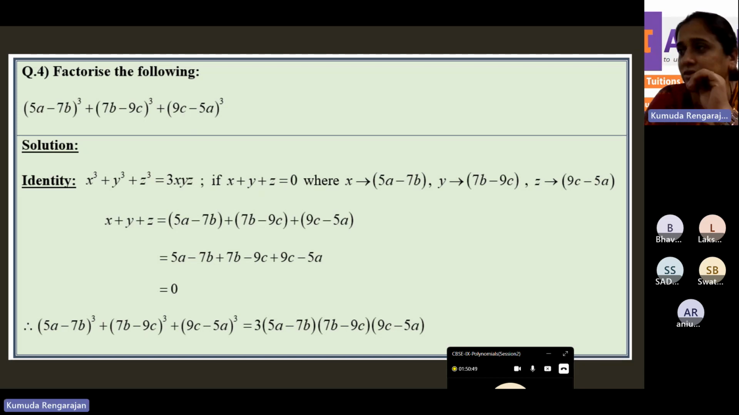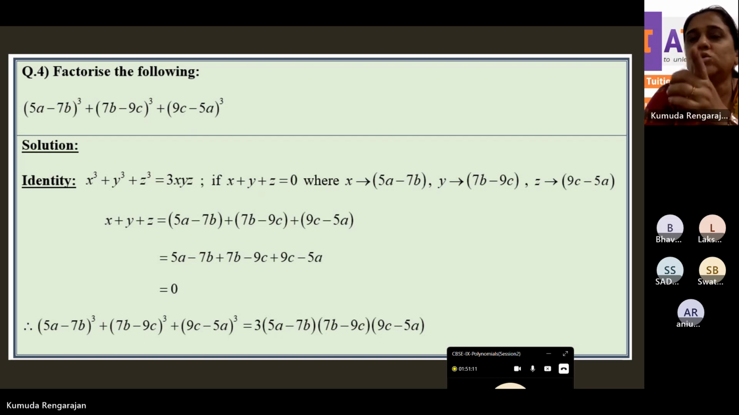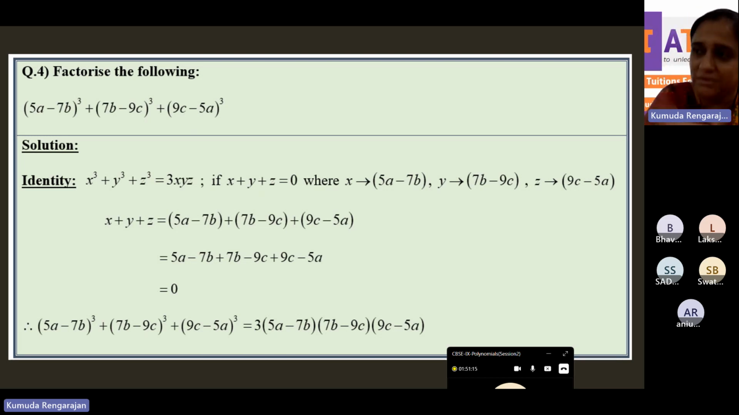If it is, then it is not 3xyz. If x plus y plus z is not 0, then x cube plus y cube plus z cube is not 3xyz. But the expression given will be such that x plus y plus z will be 0 for you. You will get 0. So your factors will be 3 into x into y into z. Don't think of the situation where x plus y plus z will not be 0. It will be 0 for you.